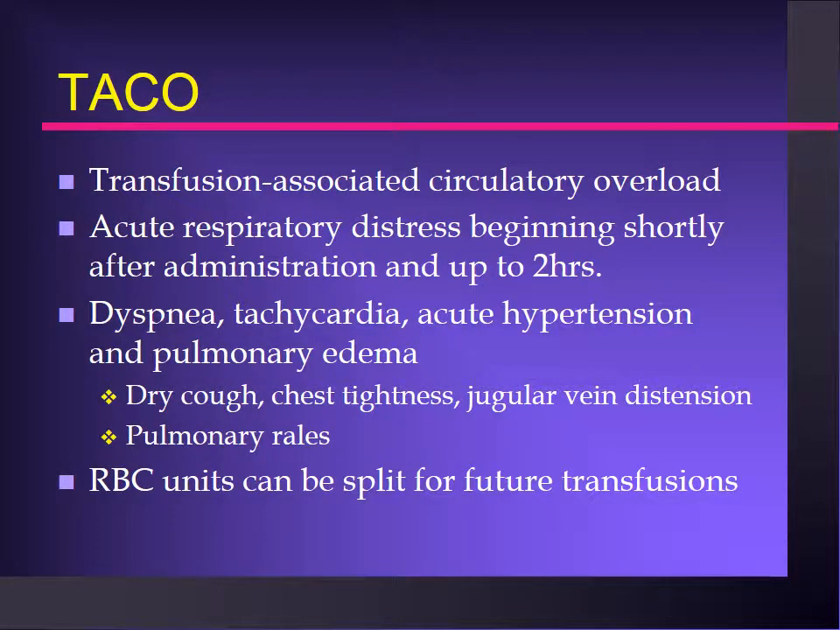TACO, transfusion-associated circulatory overload. We see this one more frequently. You'll see acute respiratory distress beginning shortly after administration and up to 2 hours, dyspnea, tachycardia, acute hypertension, and pulmonary edema. They may have a dry cough, chest tightness, jugular vein distension, pulmonary rales. What we can do for TACO is split units for future transfusions.